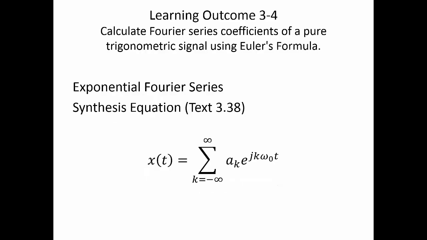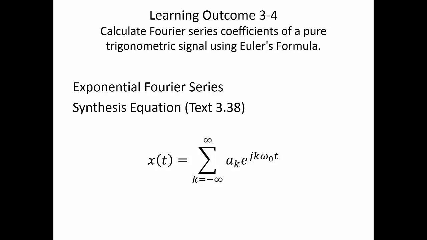This learning outcome uses the exponential Fourier series synthesis equation. In your textbook, this is equation 3.38. It's an important equation. You're going to want to have it on your note sheet for tests. This is x of t equals the sum from k equals negative infinity to infinity of a sub k, e to the j k omega 0 t. We'll be explaining what it means and how to use it in the context of trigonometric signals throughout the course of this video.